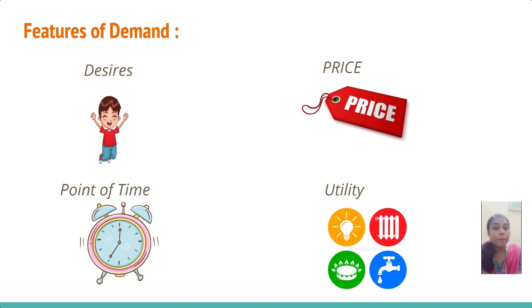The third is the point of time. The amount demanded must be at some point of time. For example, masks were in very high demand during the corona period. The last feature is the utility feature. It describes the amount of satisfaction a customer is getting from a particular product or service.